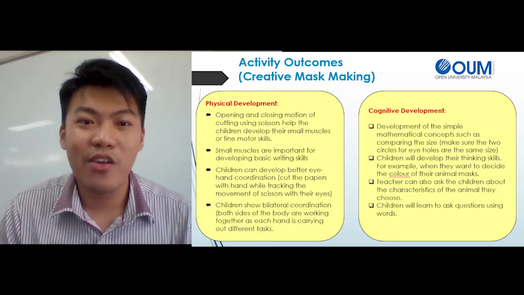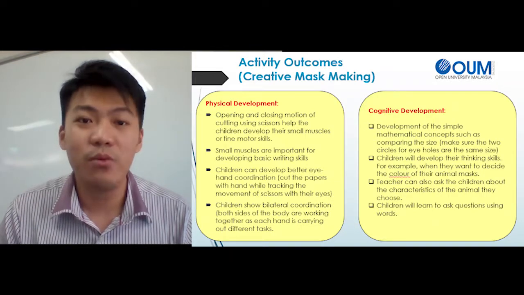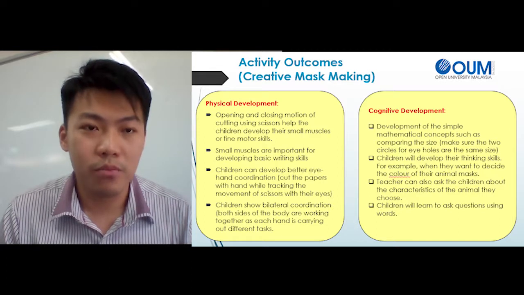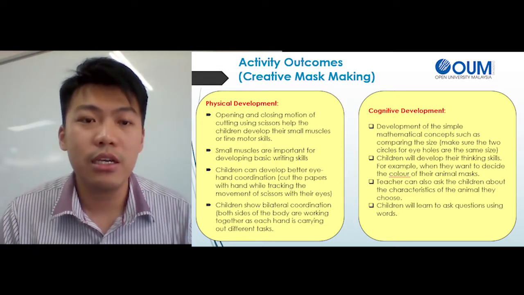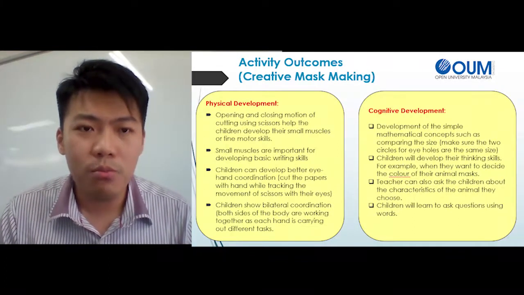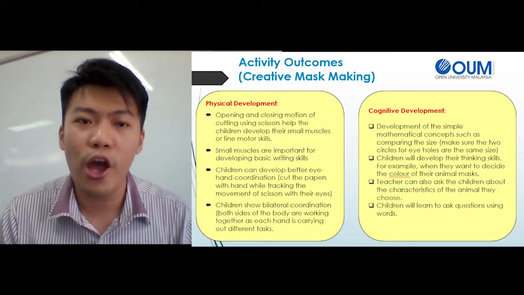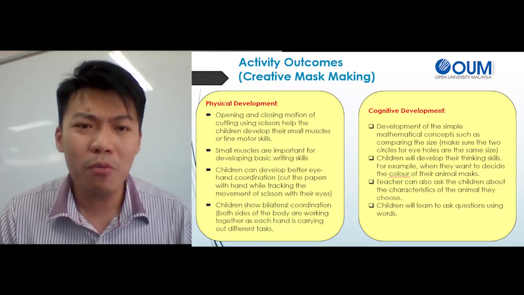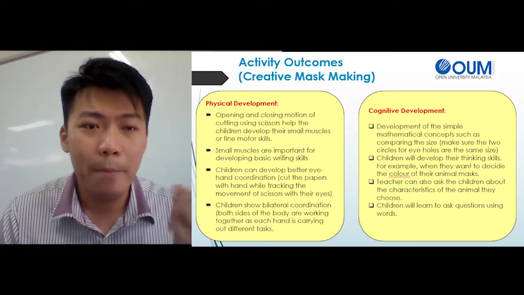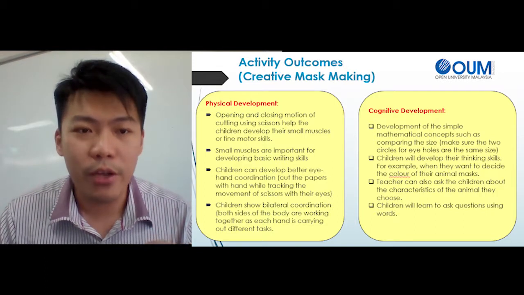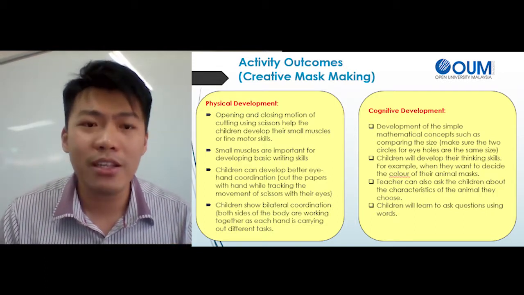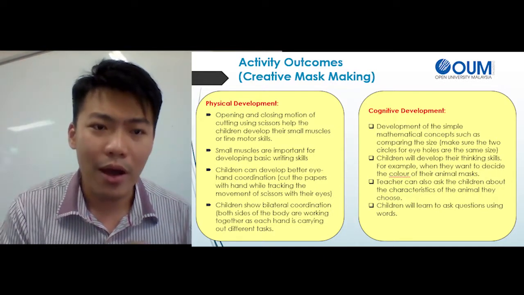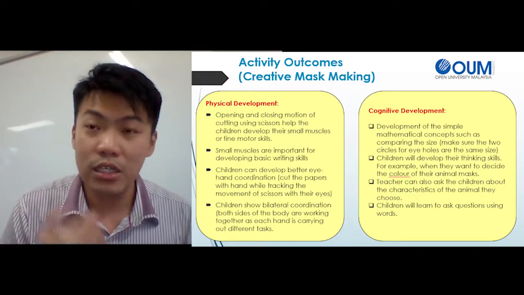When we carry out the creative mask making activity with the students, there are many outcomes which we can observe from the students. So the first one is the physical development. The opening and closing motions of cutting using scissors can help the children to develop the small muscles, or the fine motor skill. And the small muscles are very important for a proper pencil grip. And the children can also develop better hand and eye coordination. For example, they cut the papers using one hand while tracking the movement of the scissors with their eyes.